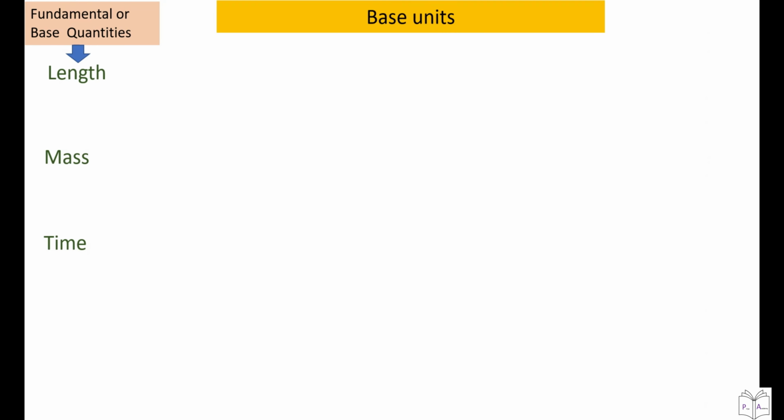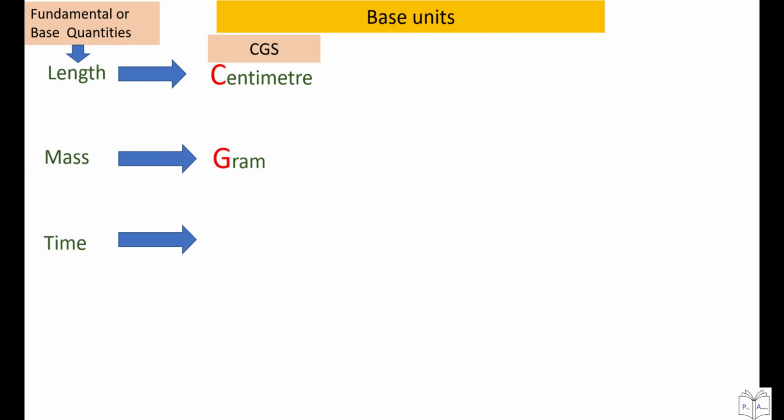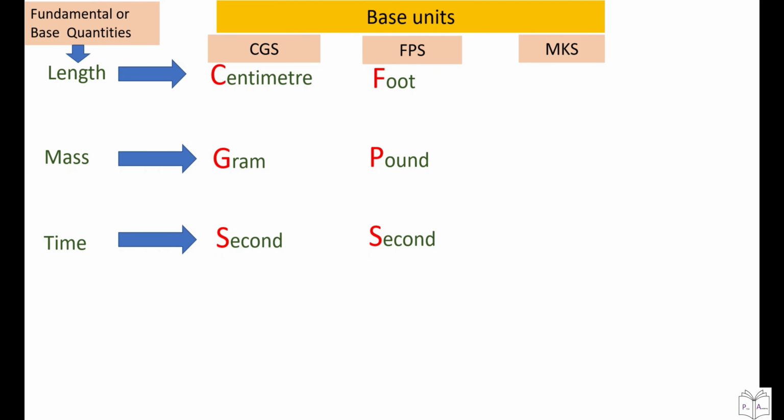We know that the fundamental physical quantities or base quantities are length, mass and time. Now we will see how the base units for these fundamental quantities are expressed in the three system of units. In CGS, length is expressed as centimeter, mass is expressed as gram and time as seconds. In FPS, length is expressed as foot, mass is expressed as pounds and time as seconds. Similarly, in MKS, length is expressed as meter, mass is expressed as kilograms and time as seconds.